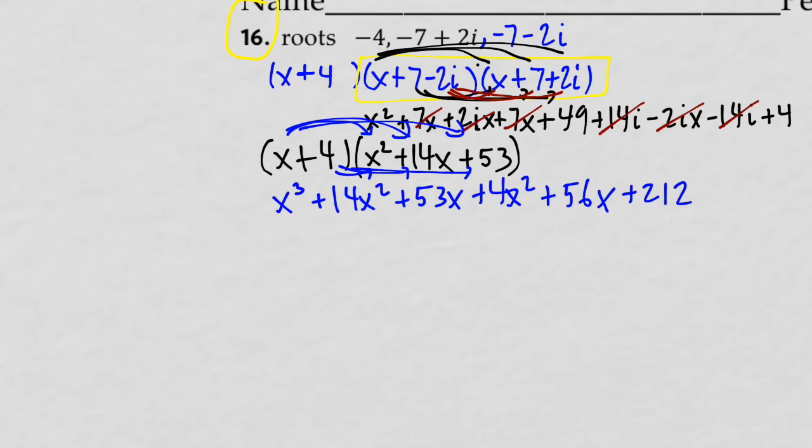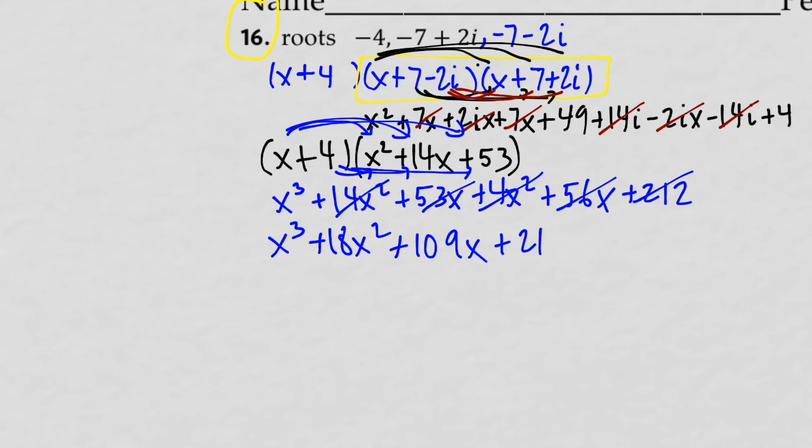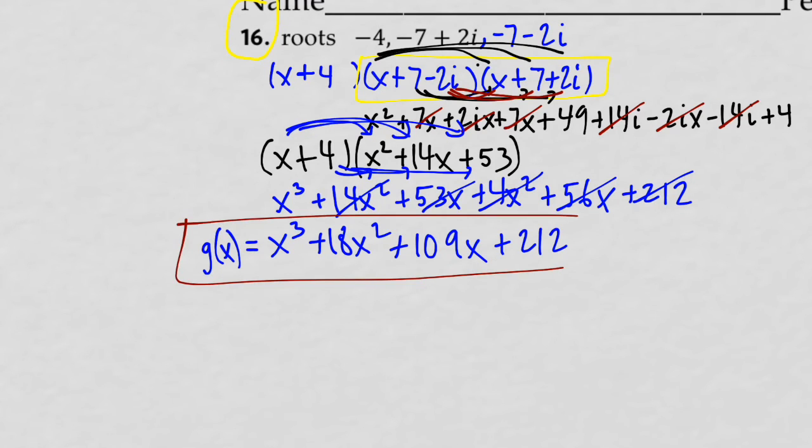Yes, that's right. Combine like terms to finish, and we're done. X cubed, 14x squared and 4x squared make 18x squared. 53x and 56x make 109x. And then 212. And that's it. Let's give it a name. Let's call this one G. Done. That is your polynomial that has those roots.